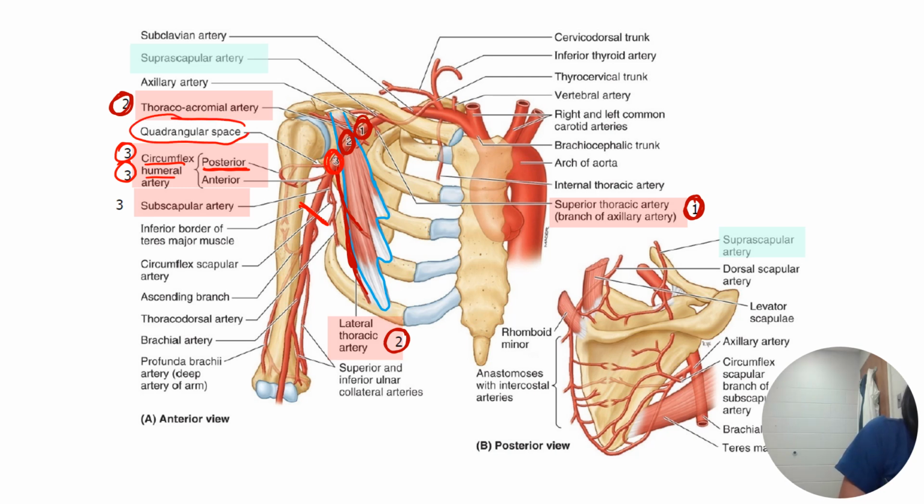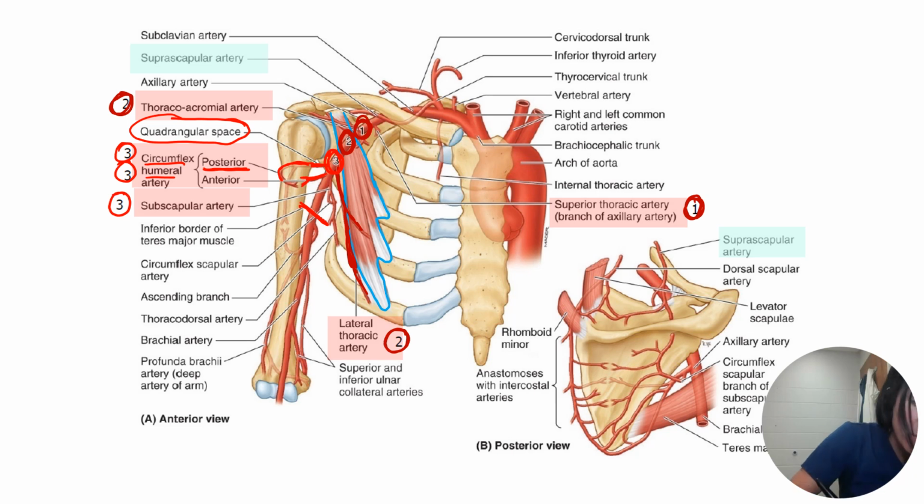And we looked at it as it was passing through the quadrangular space with what nerve? The axillary nerve. Okay, so now we can see that coming off, and we see it forming an anastomosis with one of the other three branches from the third part of axillary artery, which is the anterior circumflex humeral artery. So those are going to encircle the surgical neck of the humerus.